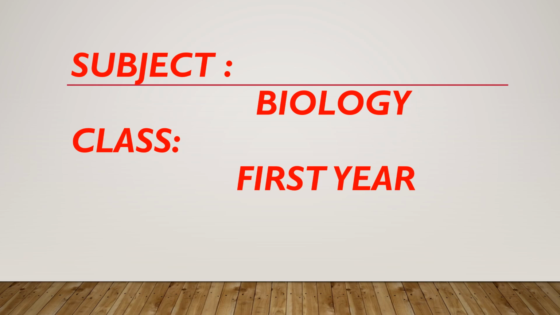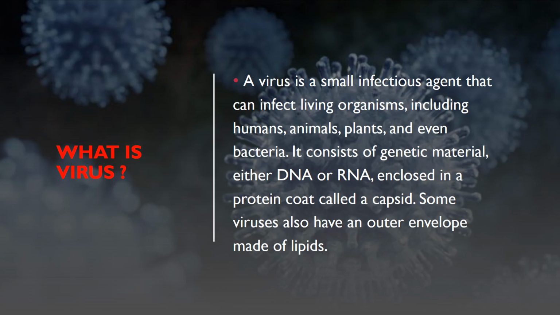Let's explore some questions of biology with answers. What is a virus? A virus is a small infectious agent that can infect living organisms, including humans, animals, plants, and even bacteria. It consists of genetic material, either DNA or RNA, enclosed in a protein coat called a capsid. Some viruses also have an outer envelope made of lipids.